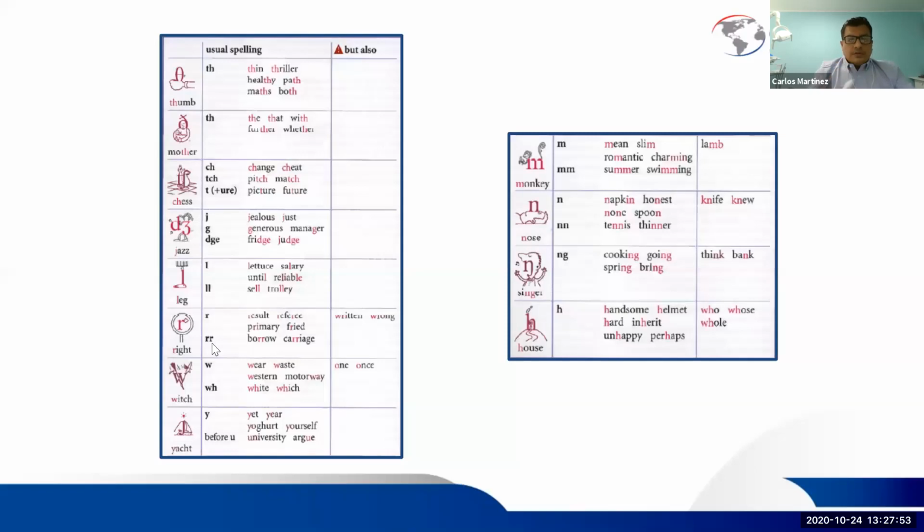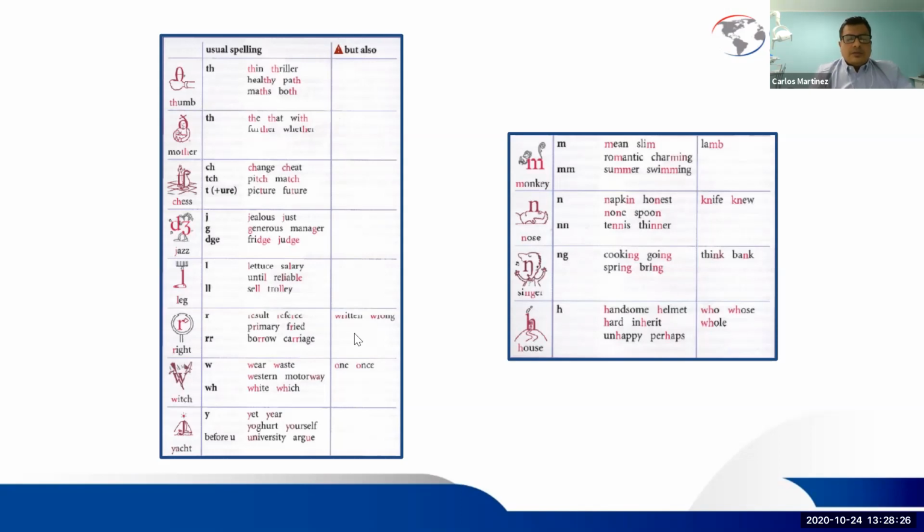So this is different in Spanish, because remember, in Spanish sometimes the R and double R make a special R sound, right? But in English, that sound doesn't exist. So we have result, referee, primary, fried, borrow and carriage. Notice how even though we have two R's and one R, it's still the same sound. Result, borrow, fried, carriage. The sound doesn't increase or anything like in Spanish.